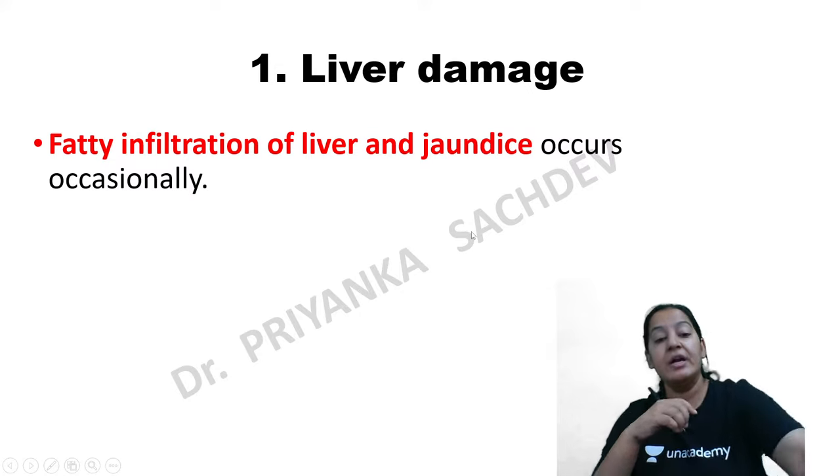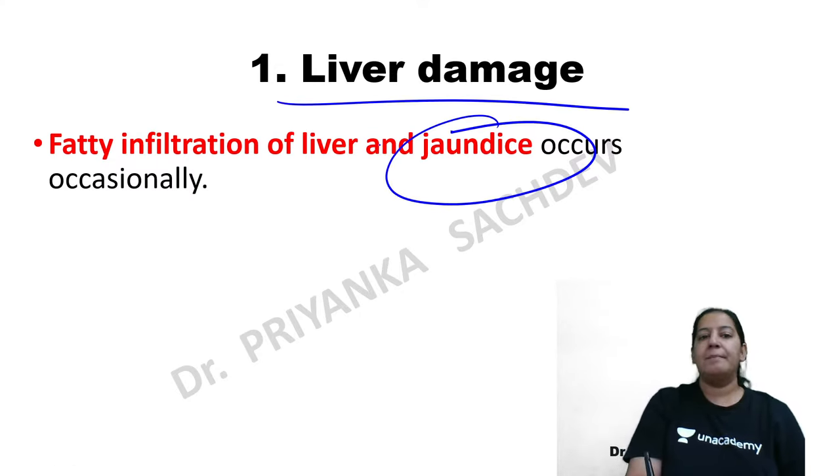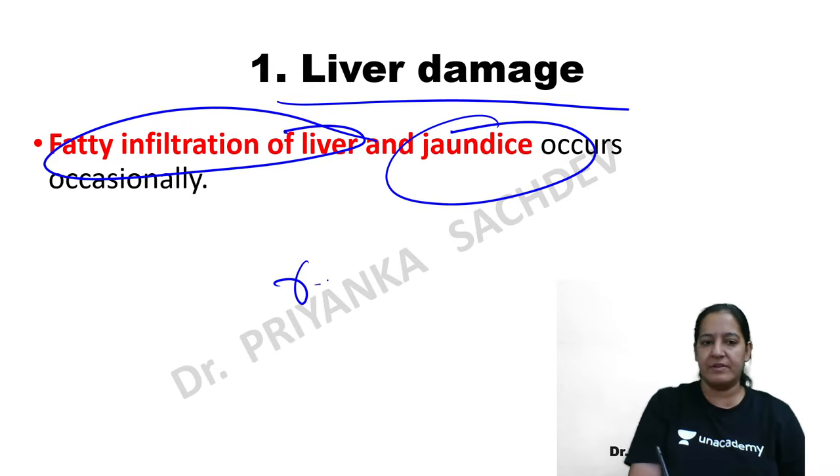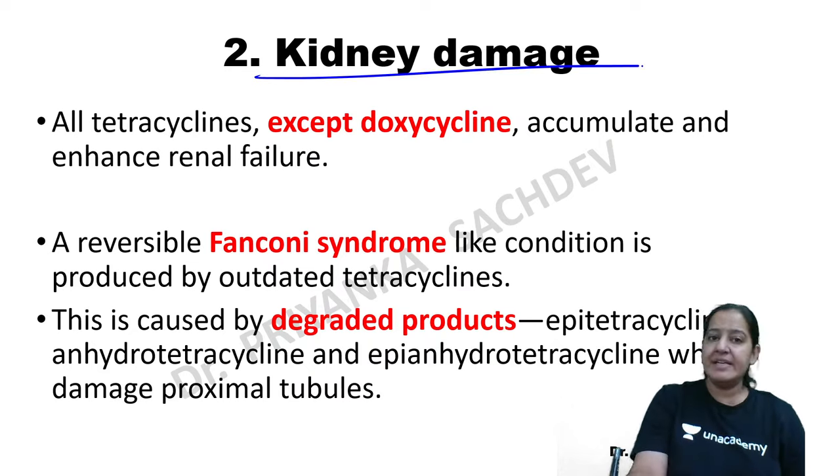Start with liver damage. What will happen in liver damage? The patient will have jaundice. The patient will have fatty infiltration, but this is reversible. Once you stop the drug, it will reverse, right? It is reversible. Second is kidney damage.